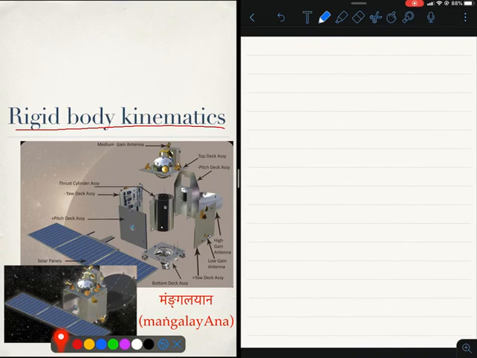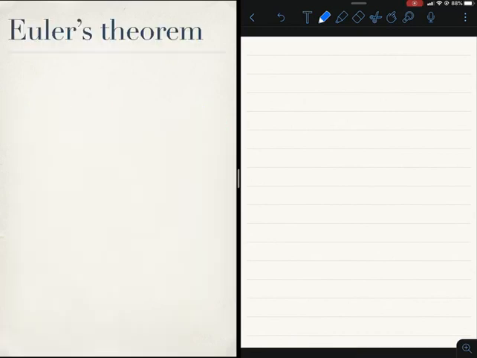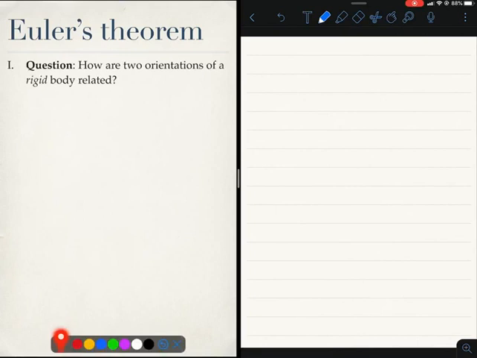But because a rigid body cannot change shape, because all points have to remain at the same distance from all other points, this severely constrains the motion of one rigid body to another. All of this falls under the domain of rigid body kinematics. The foundation of rigid body kinematics is Euler's theorem. The question that it answers is, how are two orientations of a rigid body related?